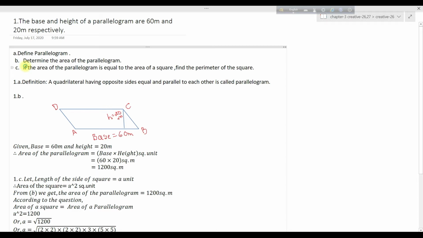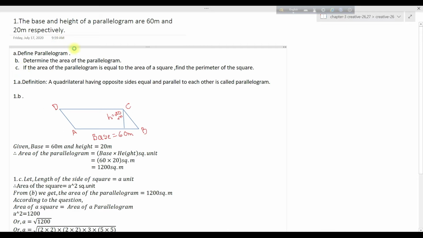First question is, define parallelogram. Second question, determine the area of the parallelogram. And third question, if the area of the parallelogram is equal to the area of a square, find the perimeter of the square. First of all, definition 1a. Definition: the parallelogram is a kind of quadrilateral whose opposite sides are equal and opposite sides are parallel to each other. Then you can say it is a parallelogram.